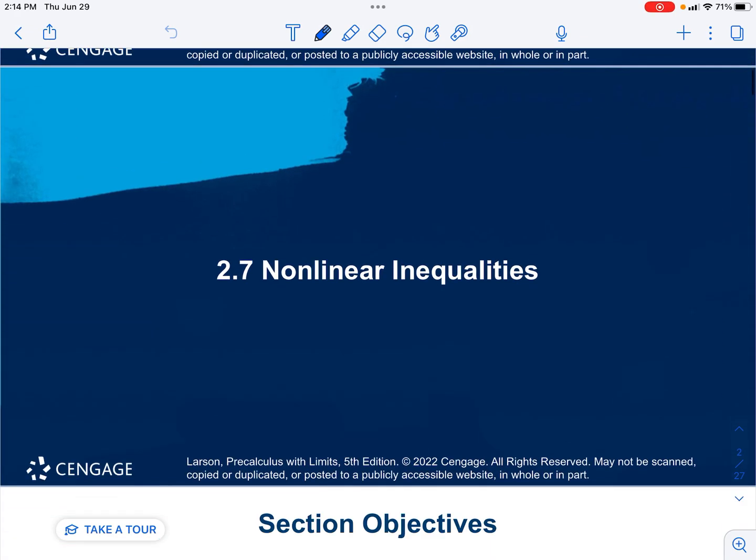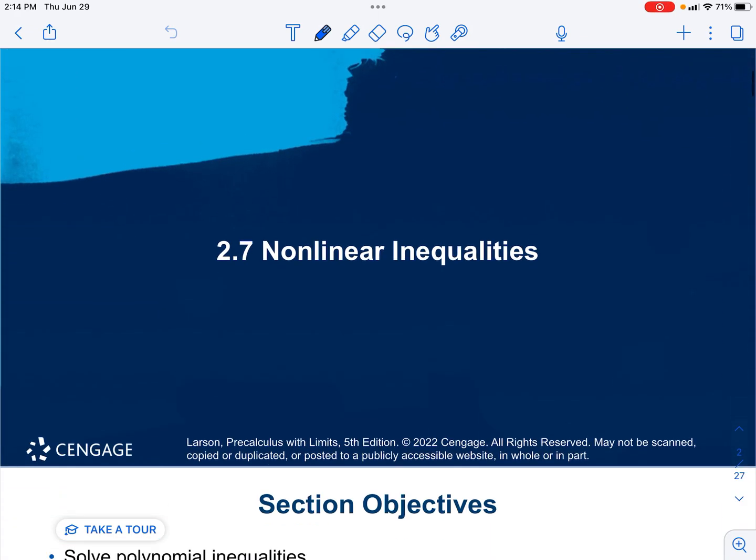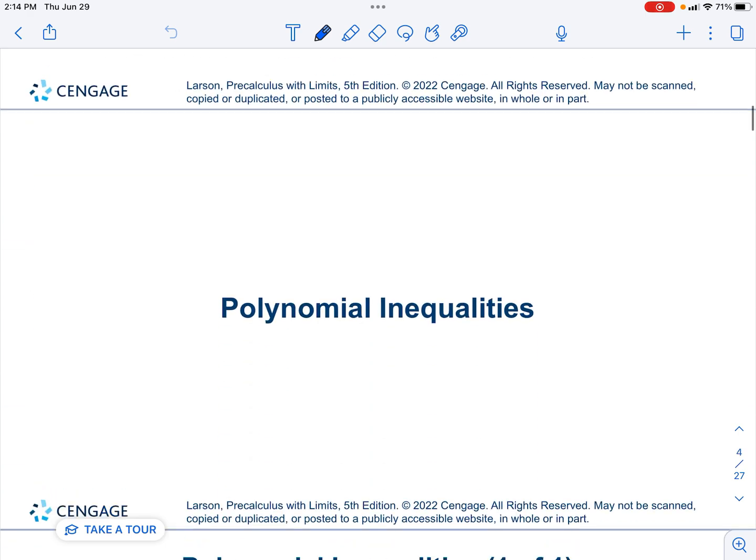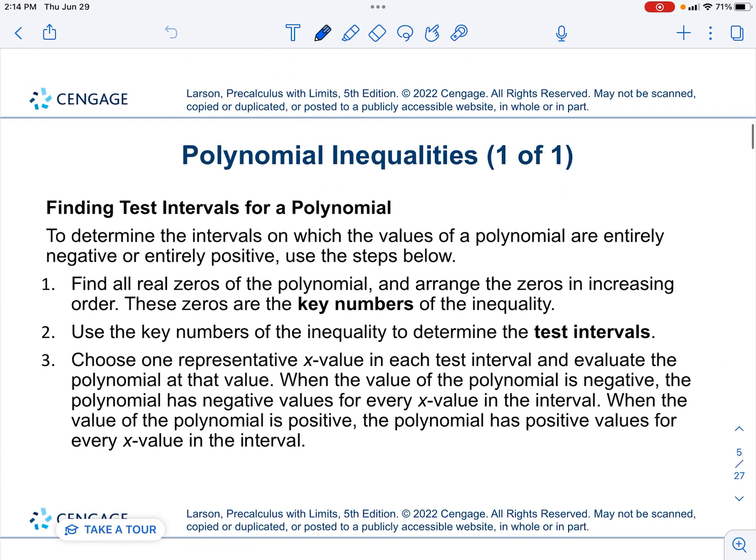Chapter 2, Section 2.7, Nonlinear Inequalities. Here are the section objectives. All right, we'll start with polynomial inequalities.